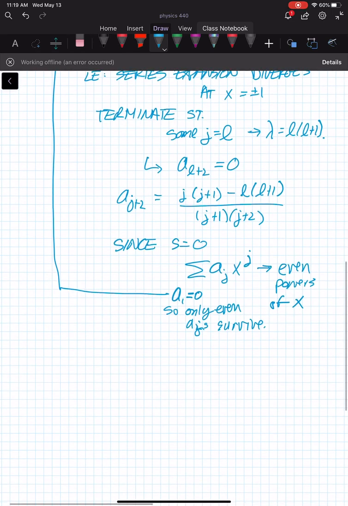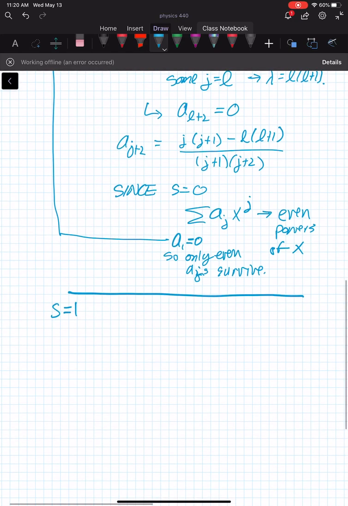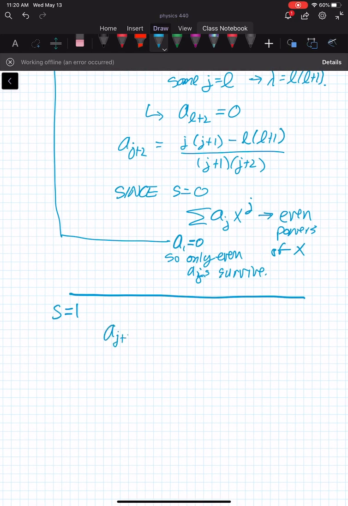Okay. Now, when it comes to the other root of the indicial equation, s equals 1, we can do the exact same argument. Okay? And what we'll find for that is that ultimately a sub j plus 2 is equal to j plus 2 times j plus 1 minus lambda over j plus 2 times j plus 3 times a sub j.